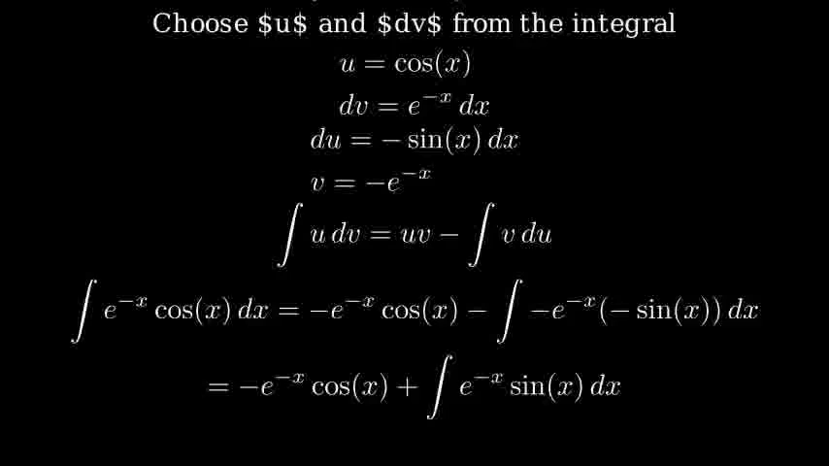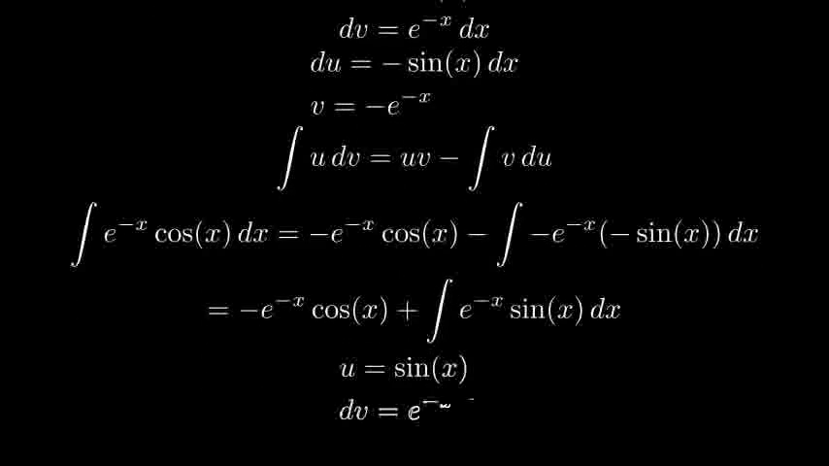Continuing, we apply integration by parts again on this new integral. Let's go through the process once more and choose parts. Now let u be sine of x and dv be e to the power of negative x dx.